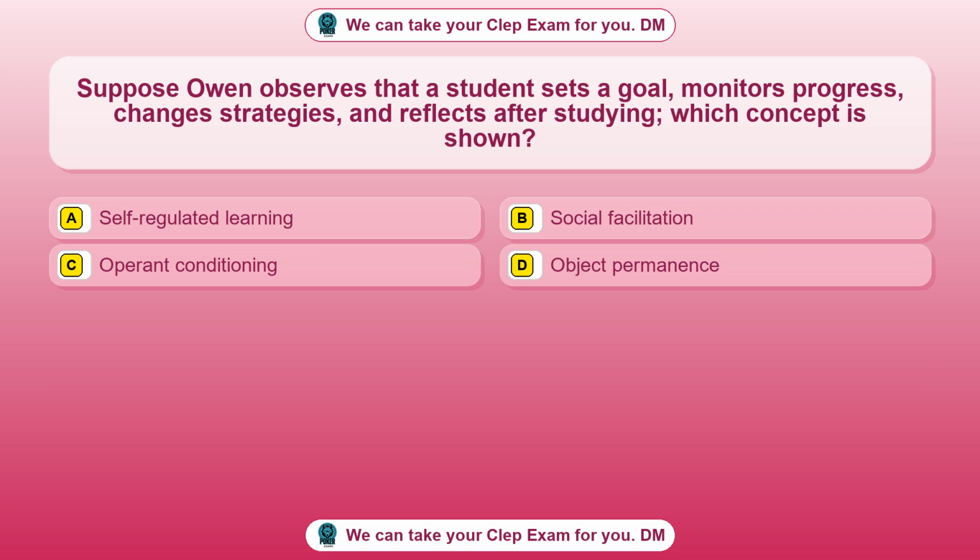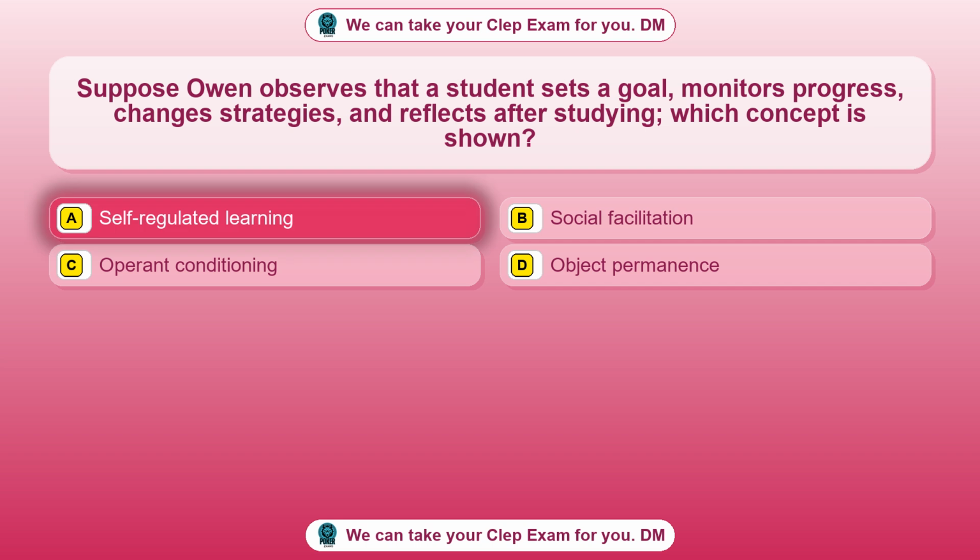Question 78. Suppose Owen observes that a student sets a goal, monitors progress, changes strategies, and reflects after studying. Which concept is shown? Option A, self-regulated learning. Option B, social facilitation. Option C, operant conditioning. Option D, object permanence. The correct answer is option A, self-regulated learning.